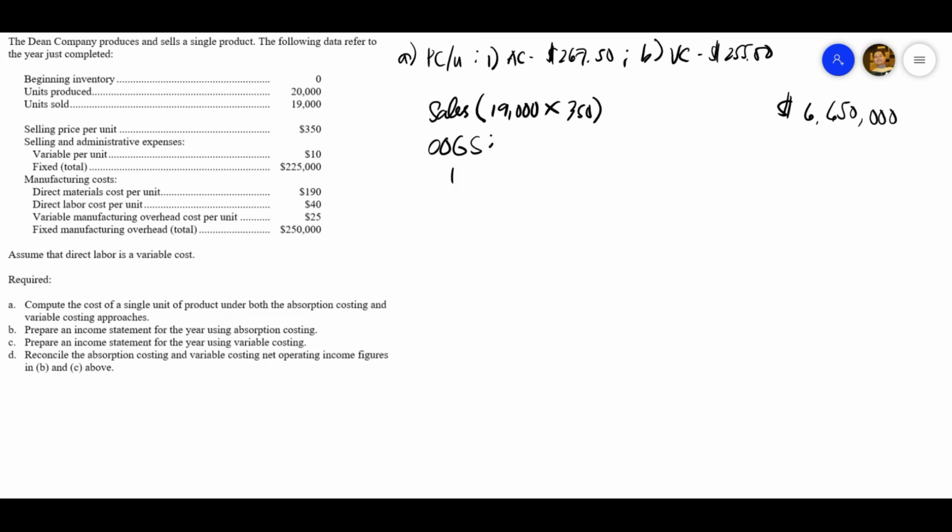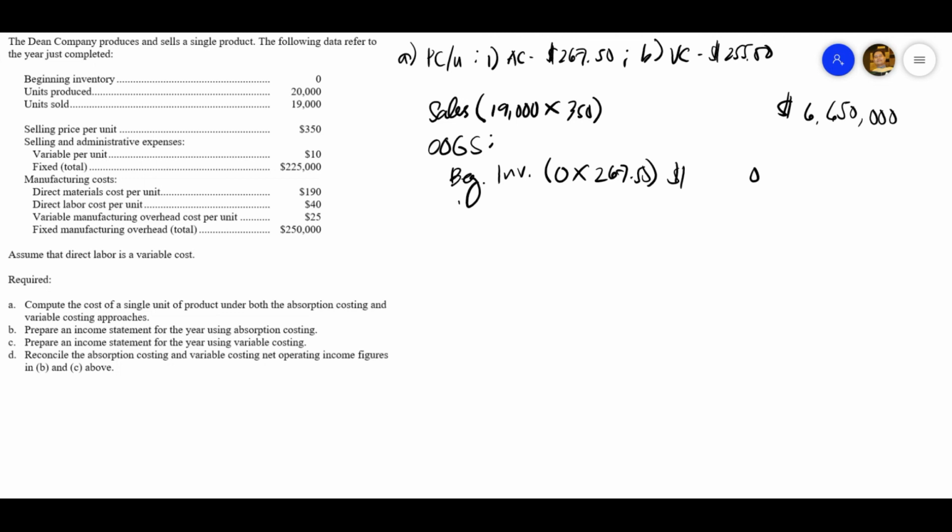Okay, and then now we need to compute your cost of goods sold. So for your beginning inventory, how do we compute for your beginning inventory? Do you have any beginning inventory? None, so 0. Then we multiply by the product cost per unit under absorption costing of 267.5, and it will give us a value of 0.